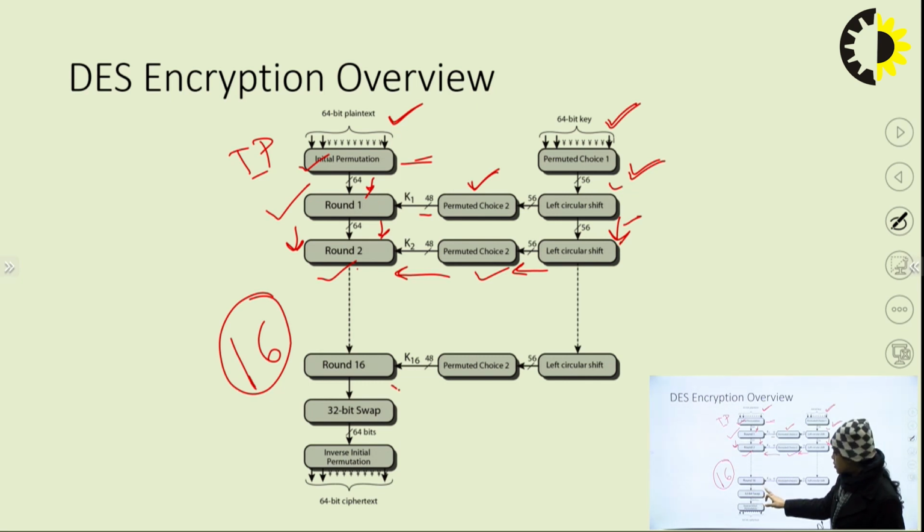Now after round 16 you can see the left circular shift is finally done. It will go to permuted choice 2. Finally we have a 48-bit key which will be processed here in round 16 and the output will come. Whatever output we have after round 16 will be swapped with 32 bits. The initial permutation has been done. Now we are going to perform the inverse of it, and the output will be the 64-bit ciphertext. It is a very secure ciphertext. It is not easy to crack. So all these important things which you can see in this slide, we are going to discuss in detail.